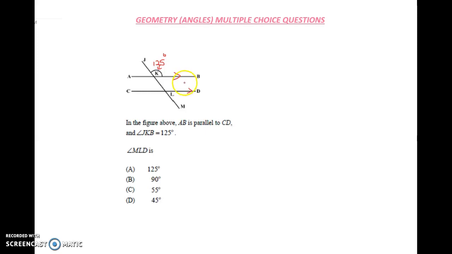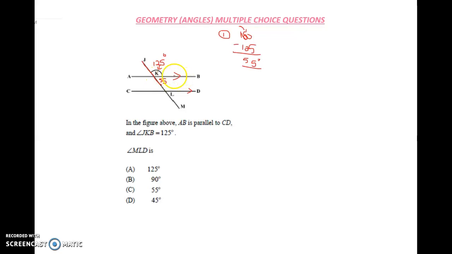We're using simple rules. So first rule, if you look at this line here, we know the rule of straight lines. Angles on a straight line add up to what? 180, right? So this is our first piece we're finding out here. So 180, take away 125, and we will get 55, right? So this here is 55 degrees, right?